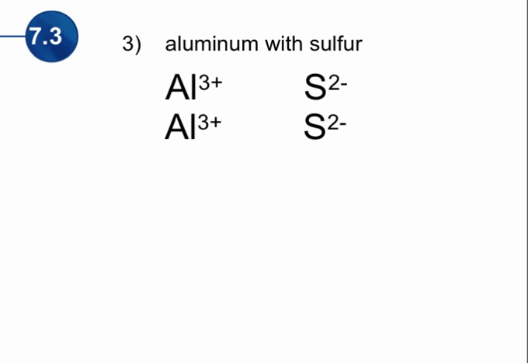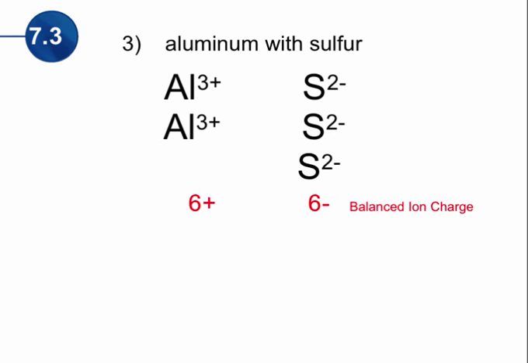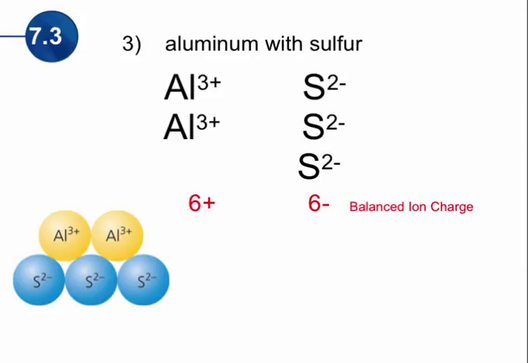And now we have a charge of 6 pluses and 4 minuses. We just need 1 more sulfur, and then we have 6 positive, 6 negative. The charges are balanced, and now we can write the formula. Now, if these were combining together, this is what we have. We have 2 aluminum combining with 3 sulfur, and we get the chemical formula Al2S3.